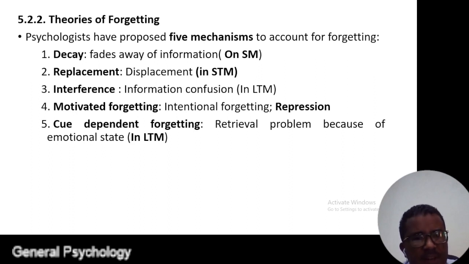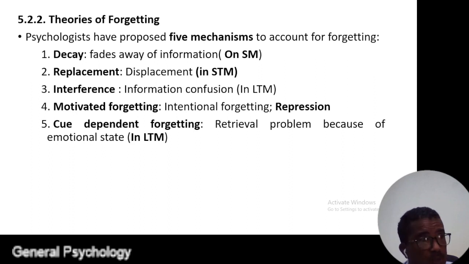Interference. Interference means the old information may interfere with the new one, or vice versa. The old interferes with the new, or the new interferes with the old information. Such kind of information displacement or information forgetting is called interference. Commonly, interference occurs in the long-term memory.